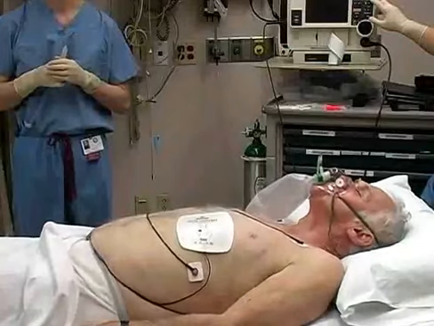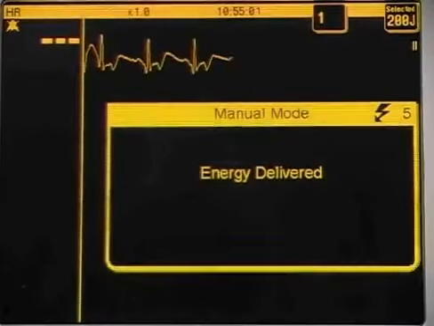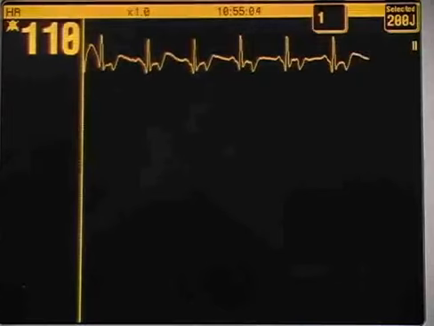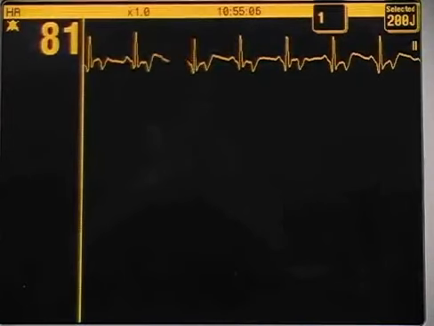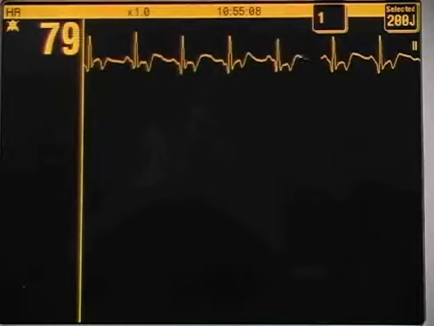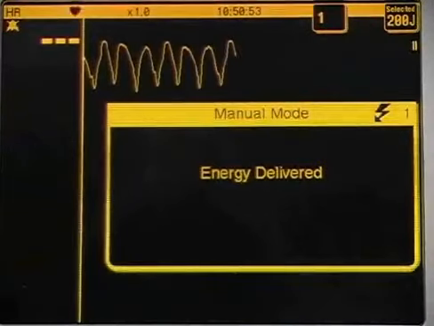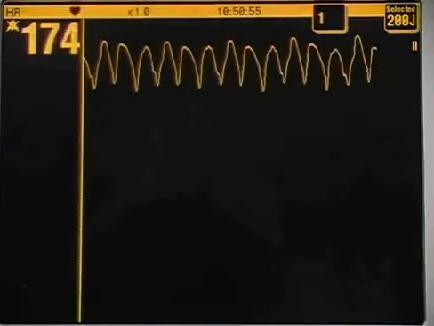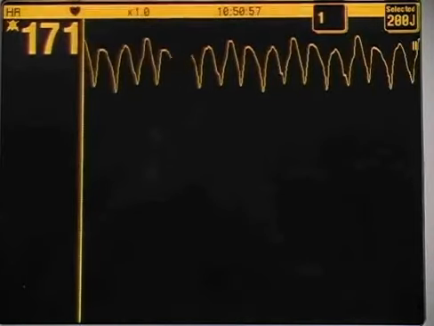If the patient reverts to sinus or another perfusing rhythm, check for a pulse. Further treatment should then be provided according to the ACLS algorithms. If the patient remains in the tachydysrhythmia, further countershocks and/or pharmacologic therapy are indicated.